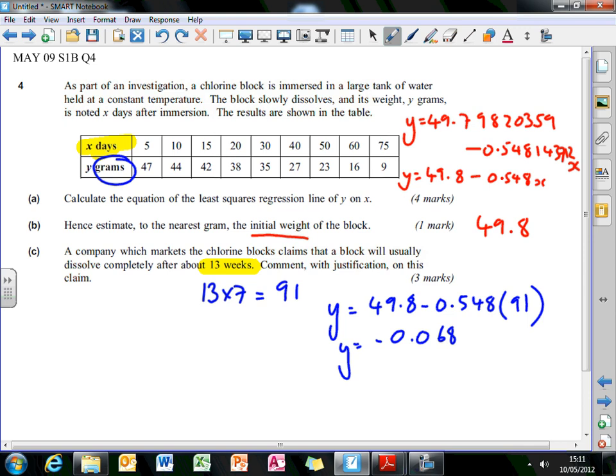So it's a definite indication, and I think this is the justification, because after 91 days y would be minus 0.068. You can say that the claim appears to be valid because after 91 days it had no mass. Well, actually it had a negative mass, which we know is impossible.